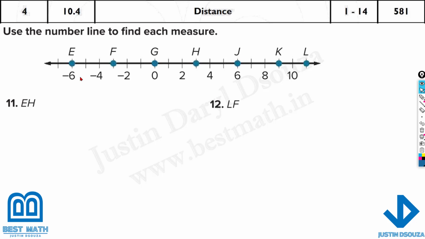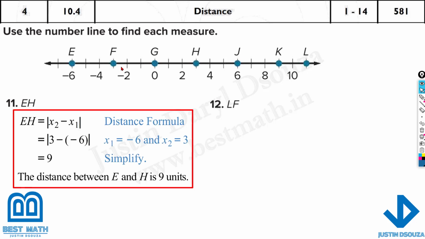EH is given from here, 1, 2, 3, 4, 5, 6, 7, 8, 9, and LF is from here to here. So now at least let me use the actual method, which is to know what's the point. After this 8, 9, 10, and 11, it's 11 minus what is the point F? It's minus of minus 3. So here we will just add this, it'll be 14.